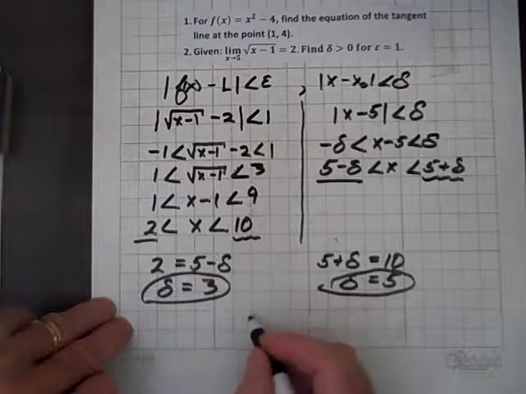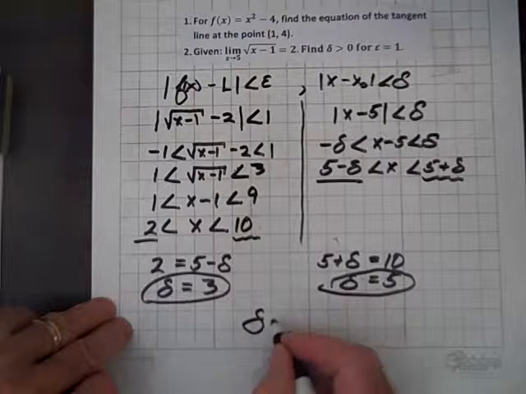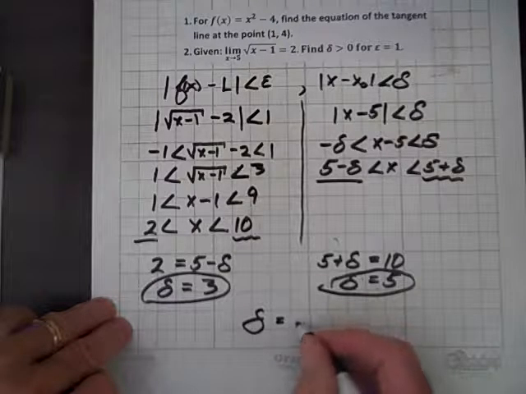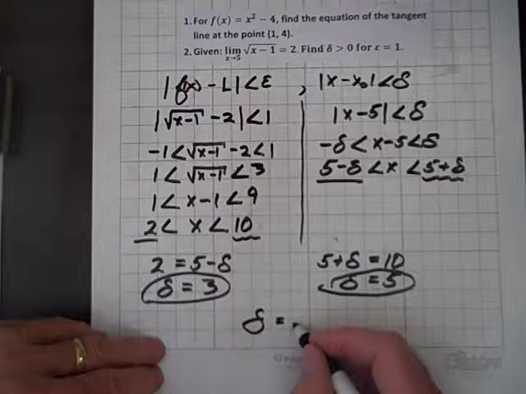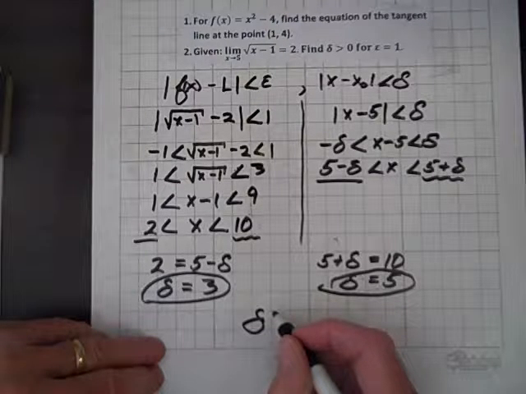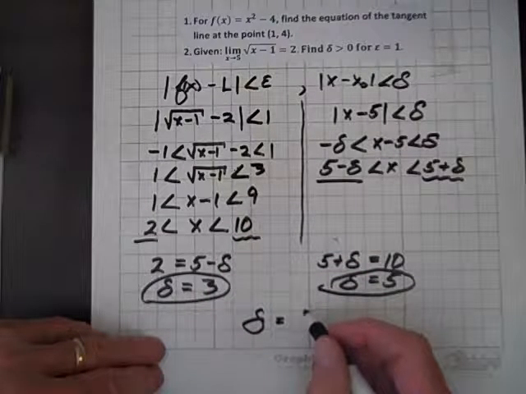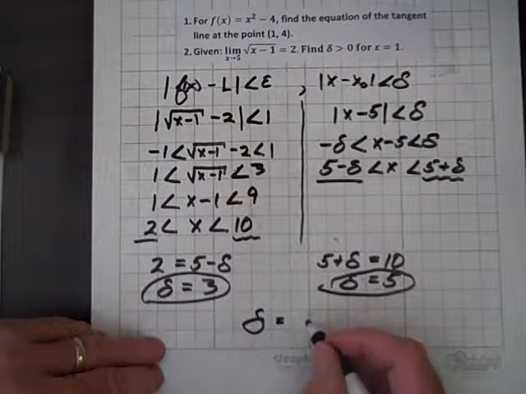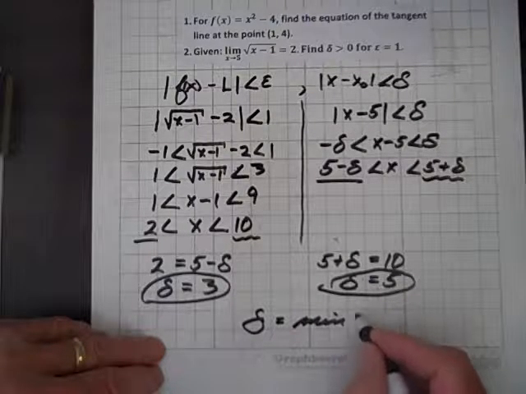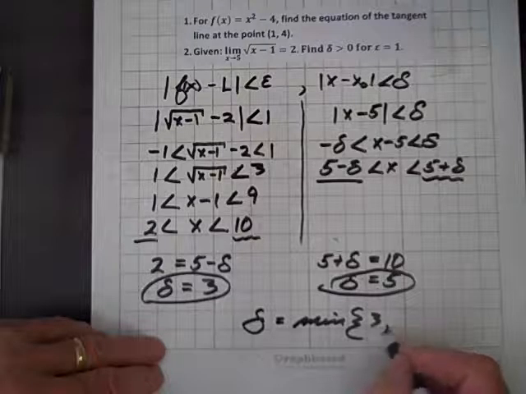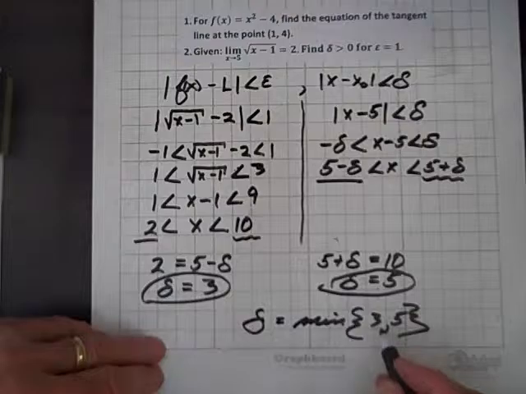Now, we've got two different values of delta. We need to write delta in some form that satisfies this given equation and limit. So we'll let delta equal the minimum of 3 or 5. And we're done.